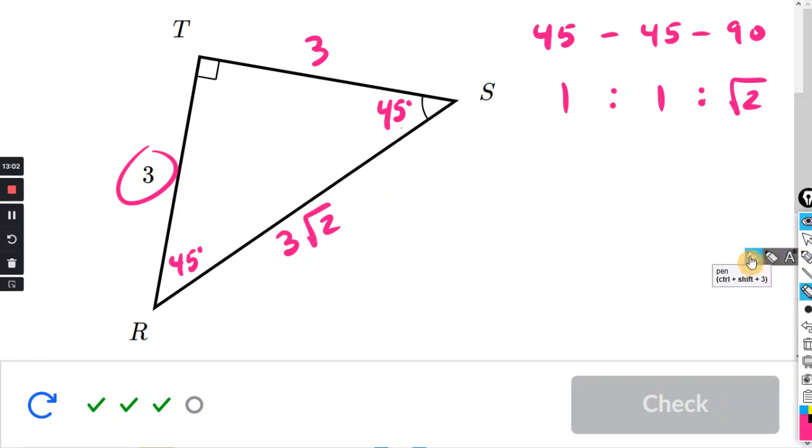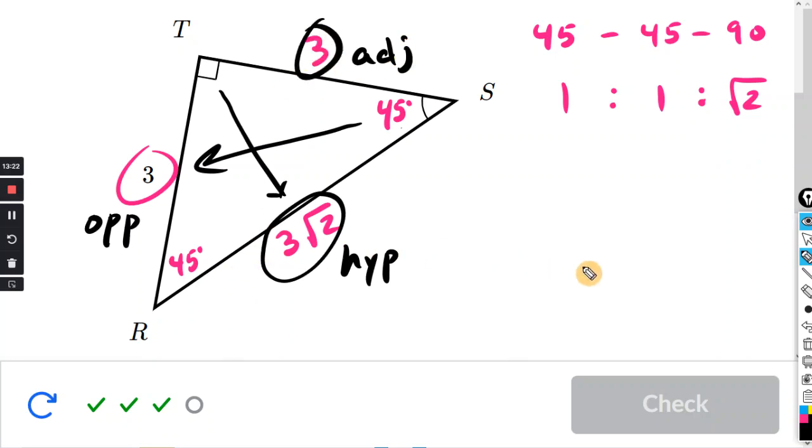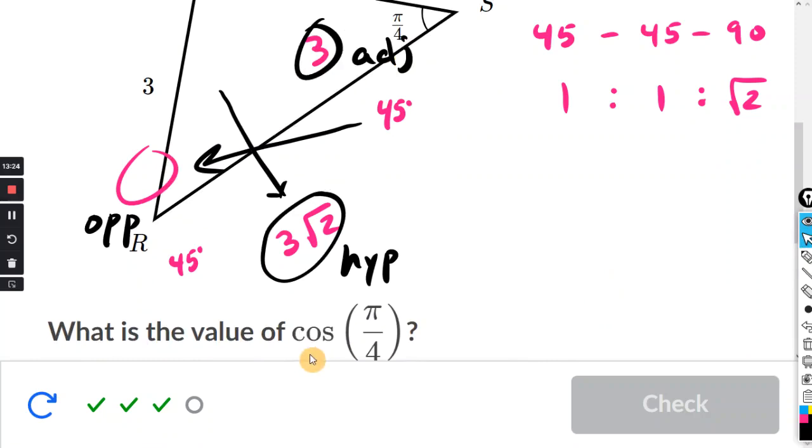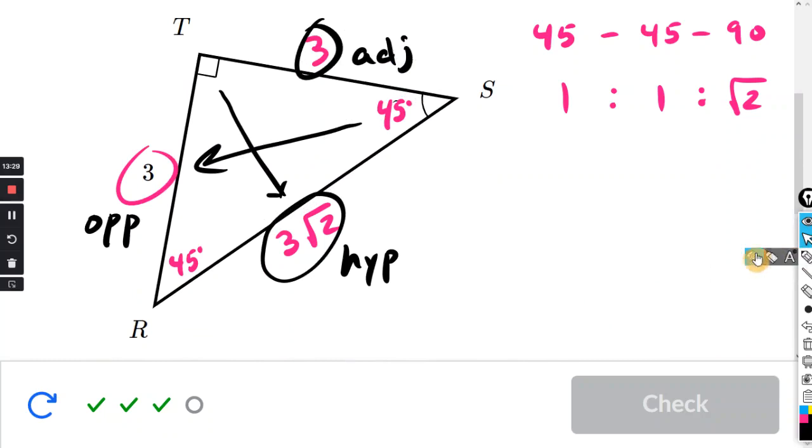All right, this one here was the reference angle. So you go across from 45, that's your opposite. You go across from 90, that's your hypotenuse, and the remaining side is your adjacent. Okay, we are dealing with cosine. So you just want to remember SOHCAHTOA. In this case, cosine is adjacent over hypotenuse.